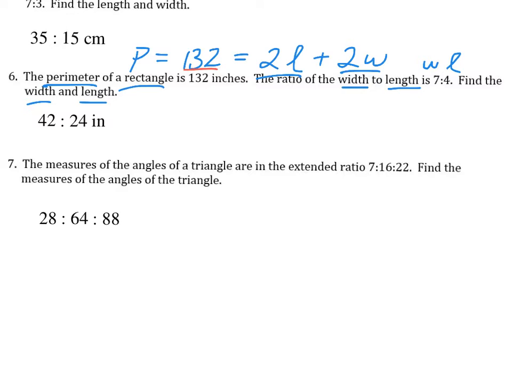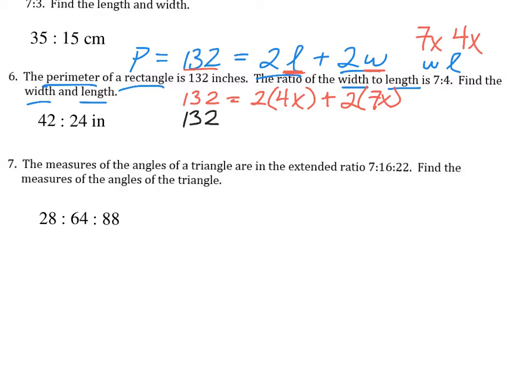So remember, it's not going to be exactly 7, it's not going to be exactly 4, but it's some multiple of 7, and it's some multiple of 4. So I'm going to plug them into my equation here. So right now I have 132 is equal to 2 times the length, which we just said is 4x, some multiple of 4, and 2 times the width, which we just said is 7x, some multiple of 7. So I'm still going to have 132. I'm going to have 8x and 14x. So 132 is going to be equal to 22x. And lastly, x is going to equal 6.